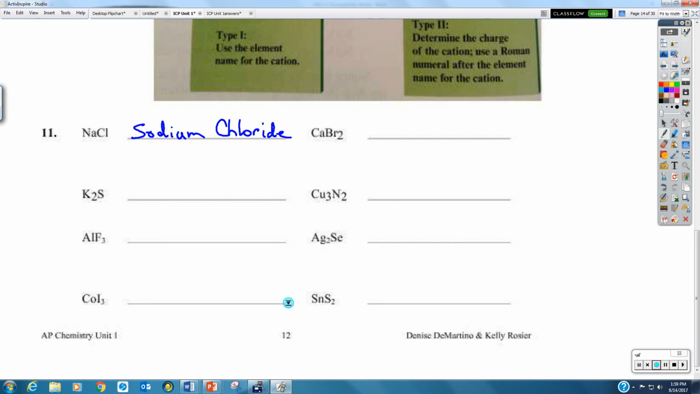All right, so who can tell me what I did wrong on there? What did I do incorrectly? Capitalize the C. Should just be a lowercase c. All right, next one. Potassium sulfide.